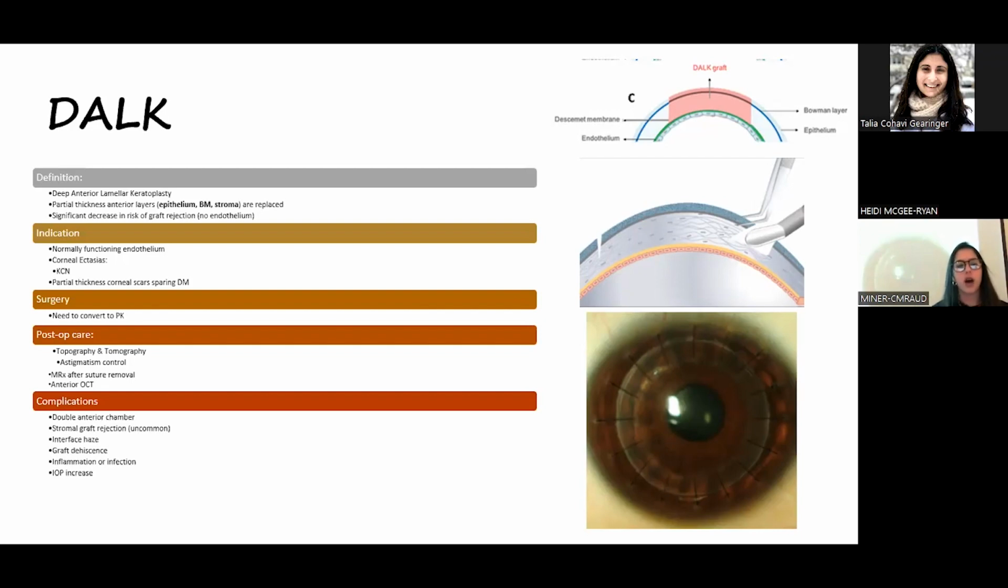Complications after the surgery. One of them is called double anterior chamber. That is what I just said, when there's a space between the corneal transplant and the patient's cornea. Stromal graft rejection, like any transplant. Interface haze, which means there's a haziness between the transplant and the patient's cornea. Inflammation, infection, increase in pressure, and graft dehiscence, also seen in PKs.